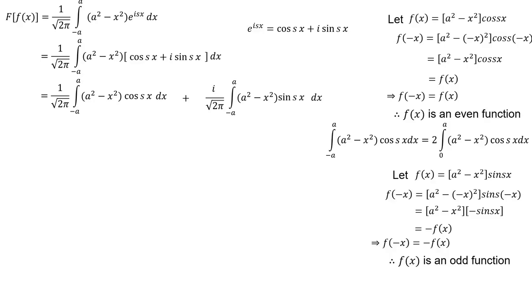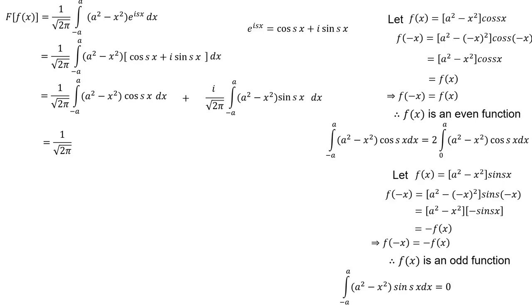And we know one of the properties: the integral from −a to +a of f(x) dx equals 0 when f(x) is an odd function. Here we proved that (a² − x²) sin sx is an odd function. Therefore the integral from −a to +a of (a² − x²) sin sx dx equals 0. So we come to the solution part.